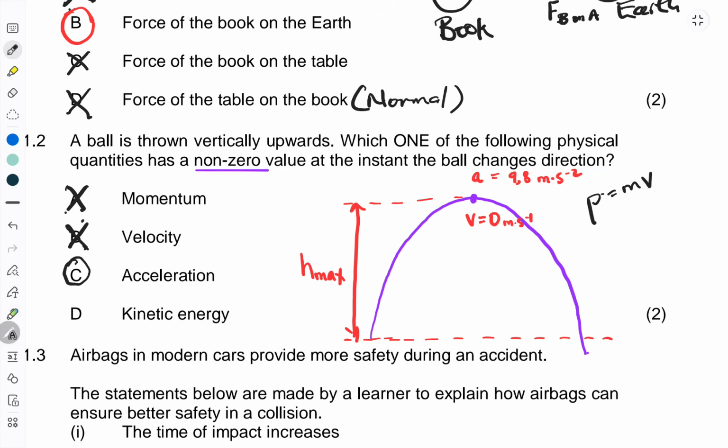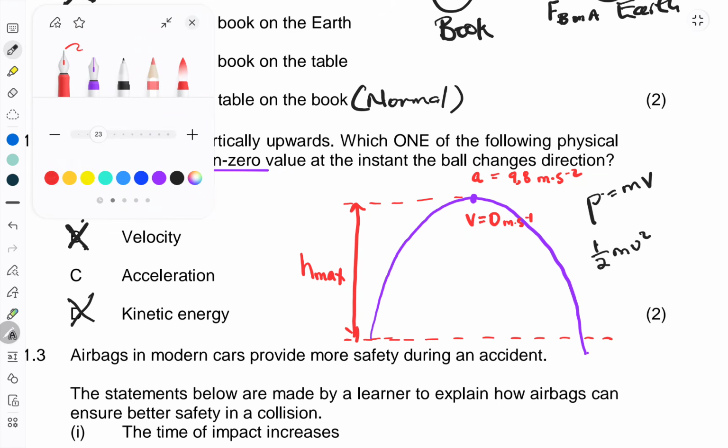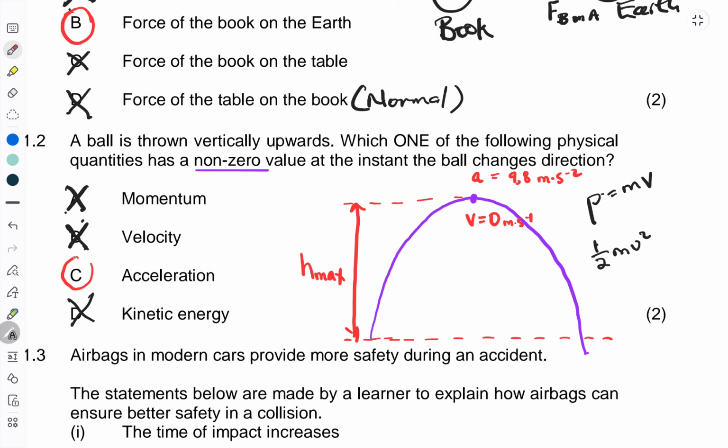yes, is non-zero. Kinetic energy is calculated using half mv squared. We already know that velocity is 0, so anything multiplied by 0 is simply 0. So kinetic energy won't work. That means acceleration is the one that's non-zero. It's 9.8 meters per square second. So that's the answer.